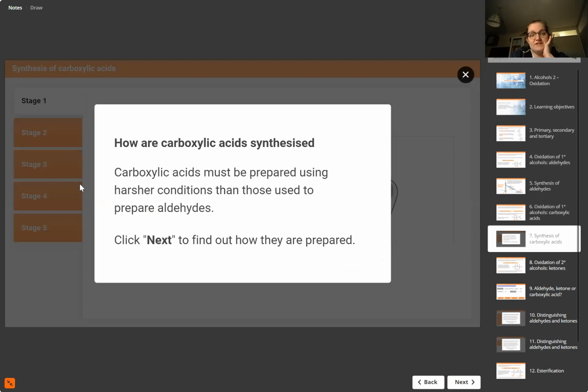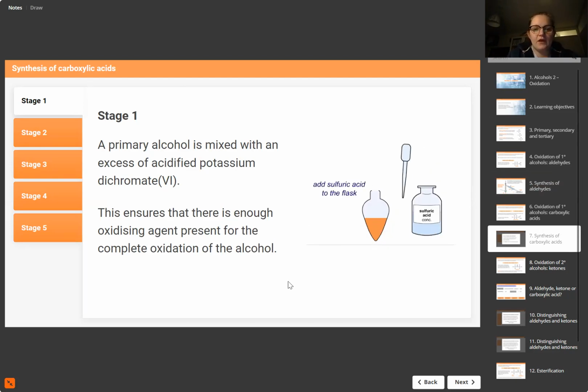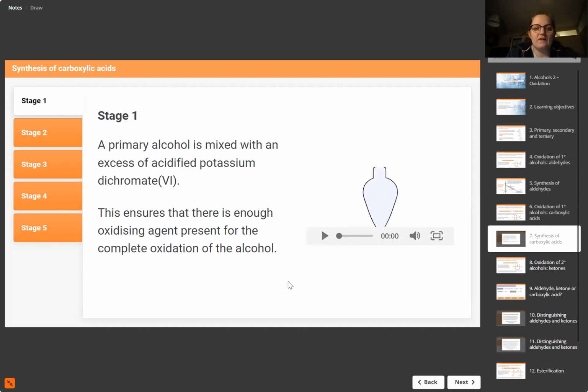So how do we synthesize carboxylic acids? They must be prepared using much harsher conditions than those we use to prepare aldehydes, and remember it's going to be refluxed. So our primary alcohol is mixed with an excess, really important, of acidified potassium dichromate. The oxidizing agent needs to be in excess to ensure that there is enough present for the complete oxidation of the alcohol. So that's the first stage.